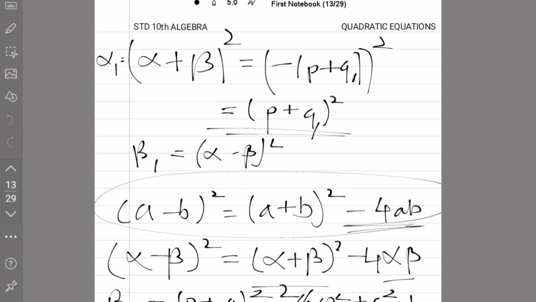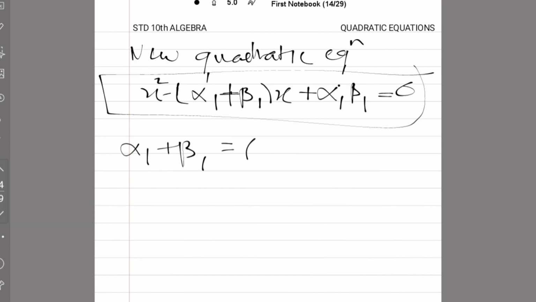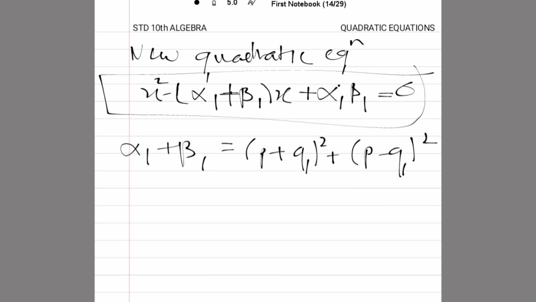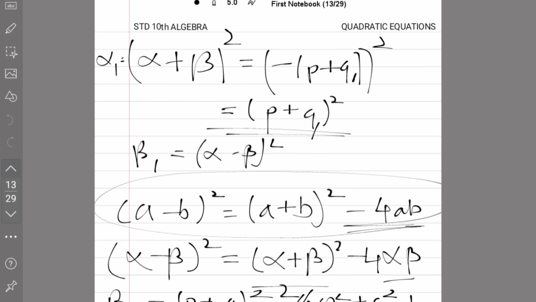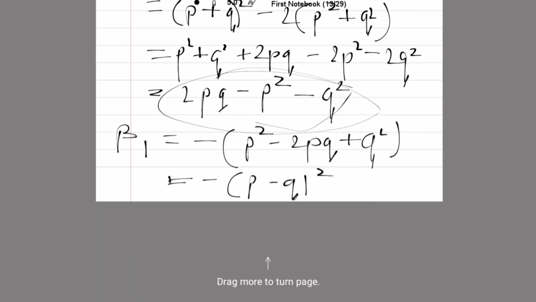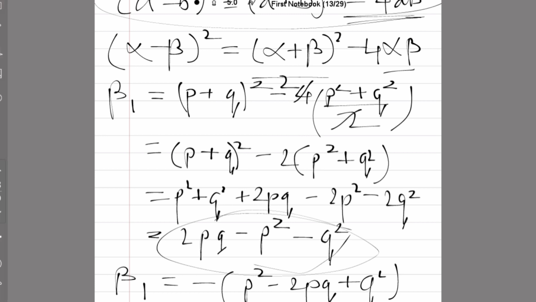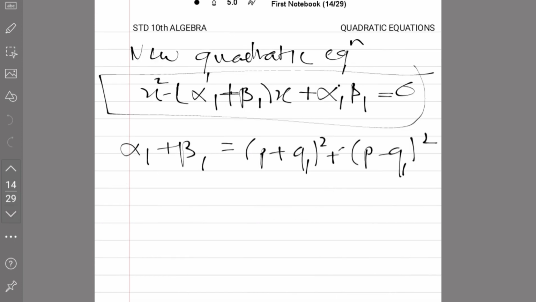We have alpha 1 as (p plus q) whole square, and beta 1 as (p minus q) whole square, right? That is minus. Here if you see that the value of beta 1 we have got it as minus, p minus, into (p minus q) whole square. So it will be minus here.